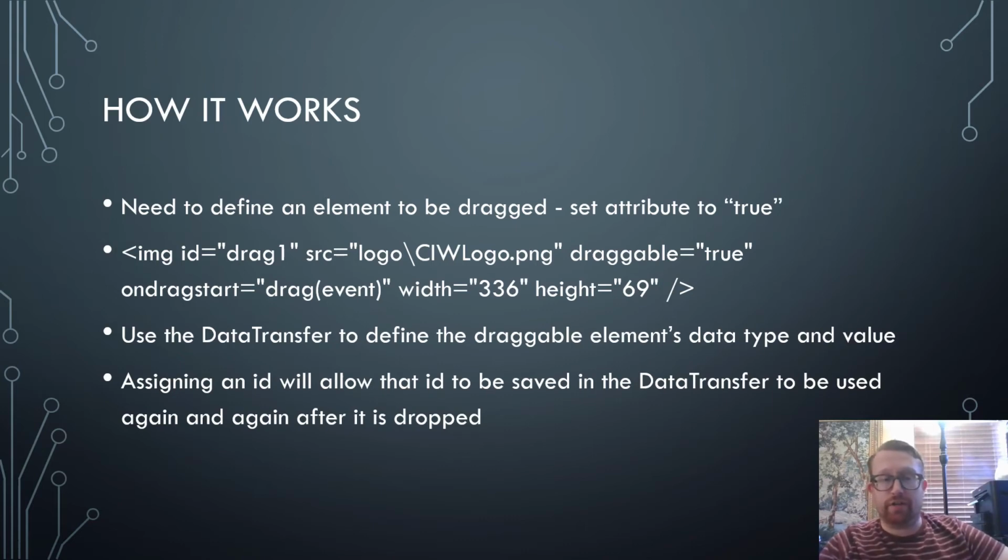You use the data transfer to define the draggable element's data type and value. This is what you can add if there's a specific file attached to it. And it says here, assigning an ID will allow that ID to be saved in the data transfer to be used again and again after it's dropped. So as long as you add that ID and keep it consistent, you will be able to reuse that image and the data associated with it over and over again.